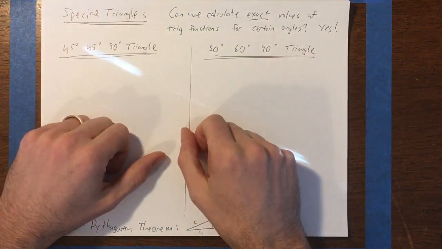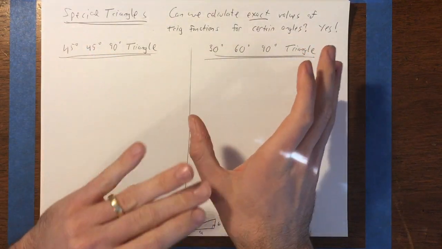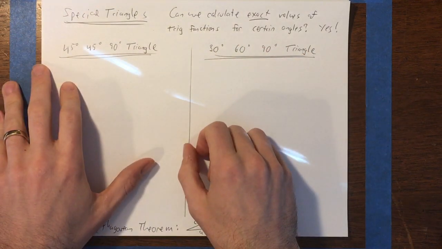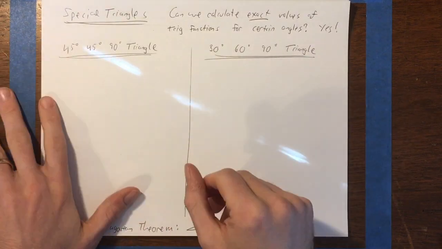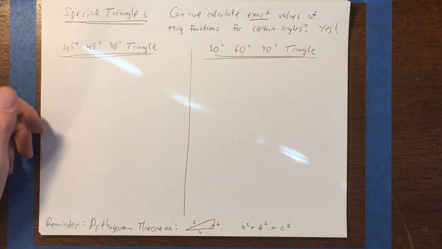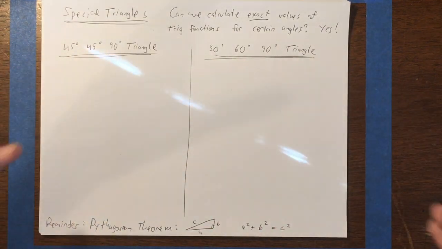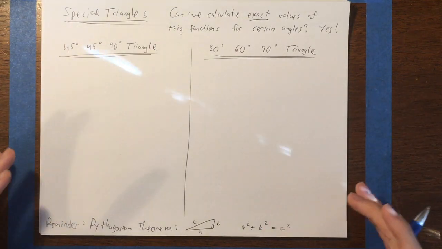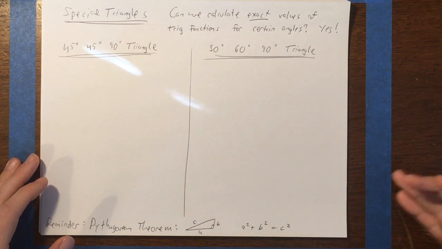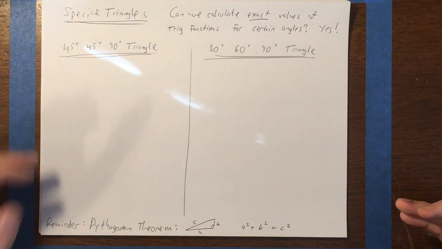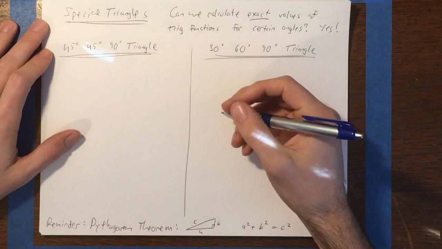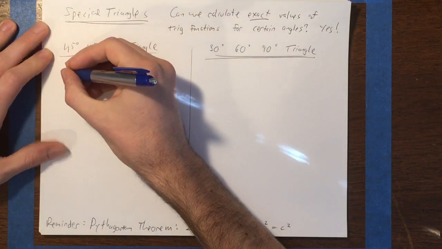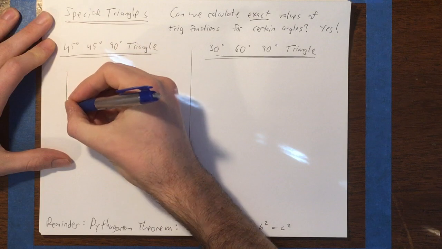And then in future videos, we're going to take that and translate that into other quadrants in the Cartesian coordinate plane and figure out a bunch of different angles that are sort of related to these ones. So this is going to be our geometric foundation for calculating exact values for certain trigonometric functions for certain angles. Okay, so let's start with the 45-45-90 triangle. So let's draw one of those.